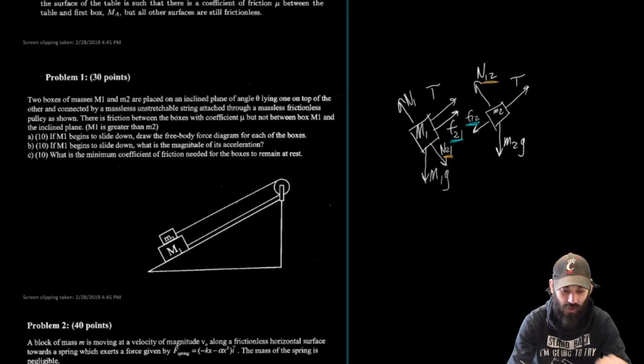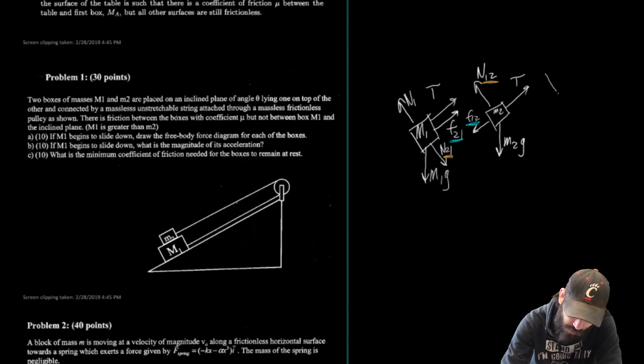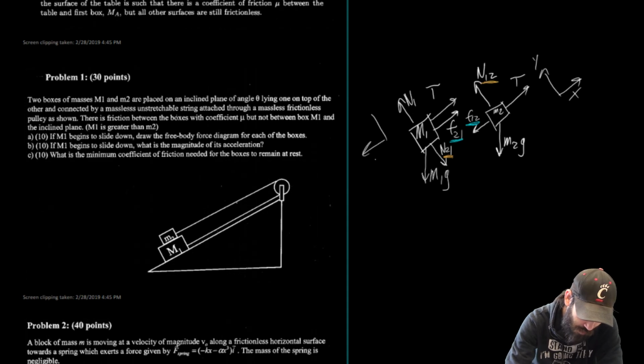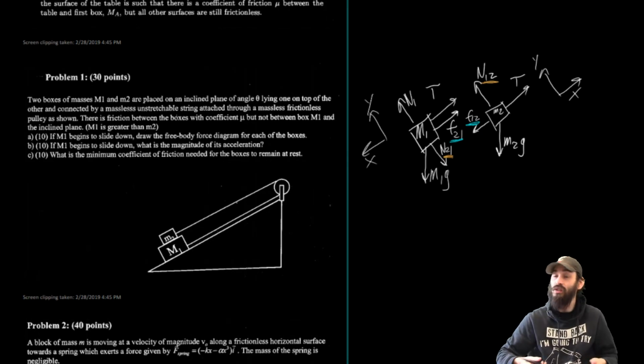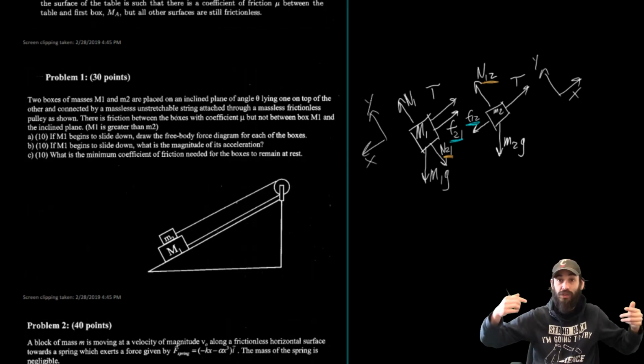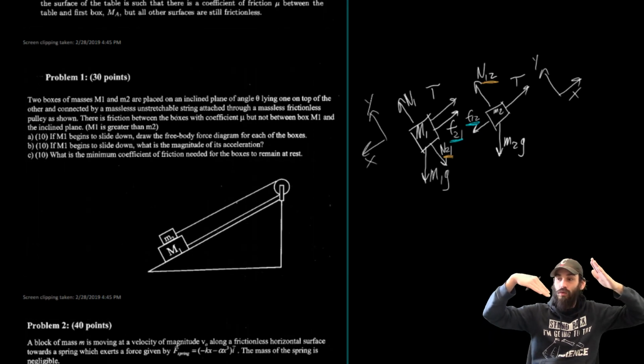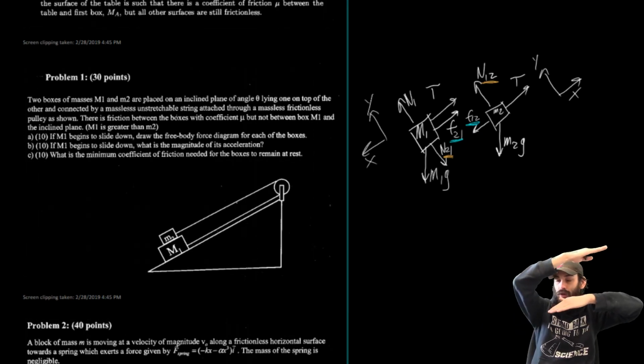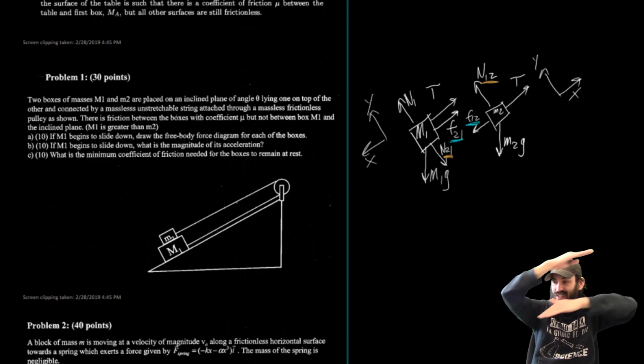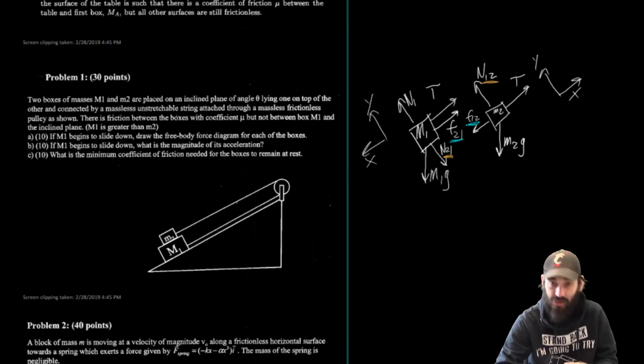So we can draw a coordinate system here. So I'm going to say that this is the coordinate system for block 2, and this is the coordinate system for block 1. So the reason why I'm using different coordinate systems here is because the direction these are going to move are going to be opposite, right? So block 2 is going to go up the plane, and block 1 is going to be going down the plane. So I drew my coordinate systems to reflect that.